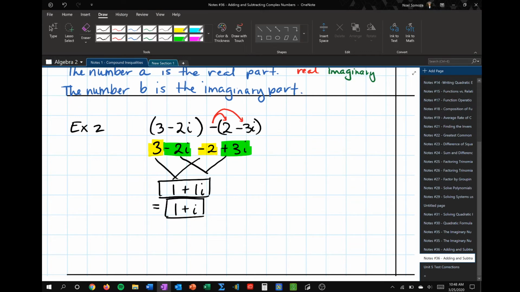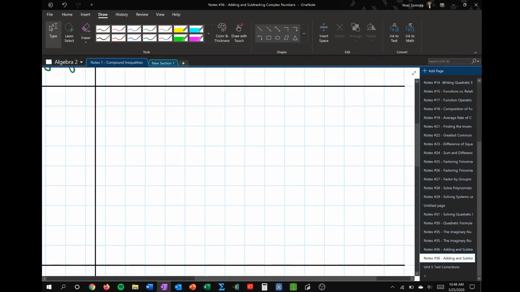Okay. All right, let's move on. So now it'll get a little bit more challenging. For example 3, we don't have the I given to us. We have to do some extraction. So we have to rewrite a couple of things.